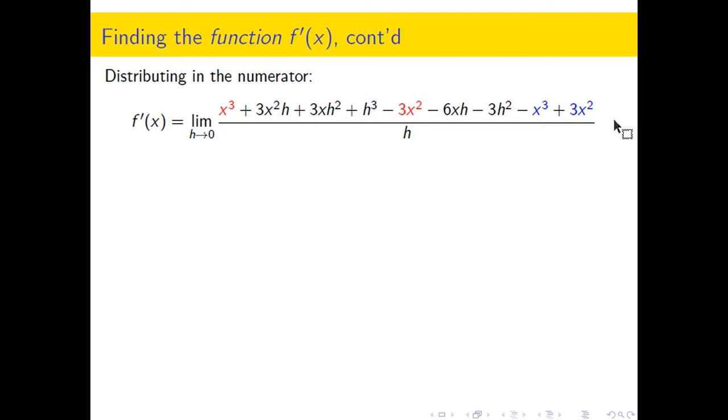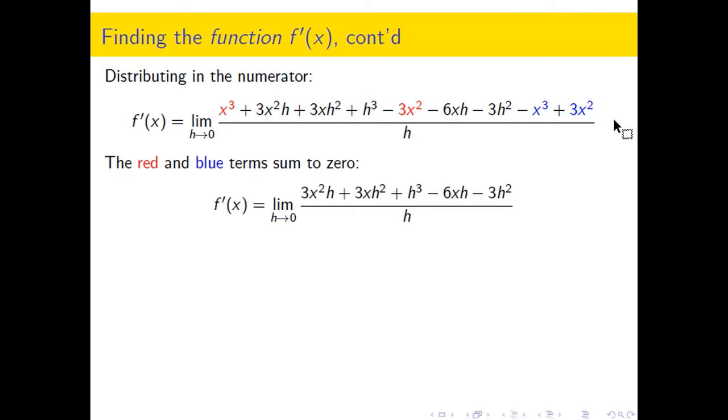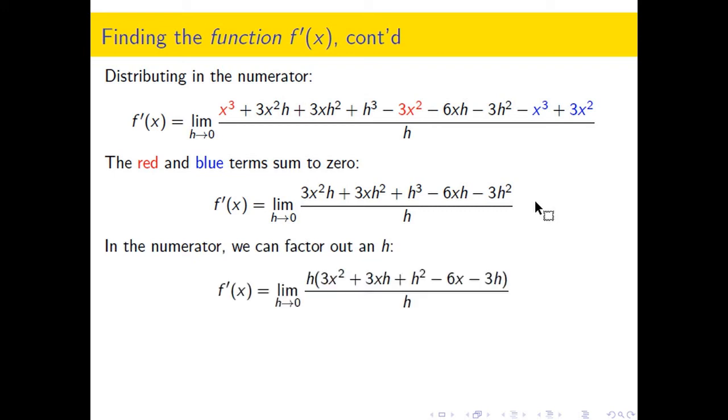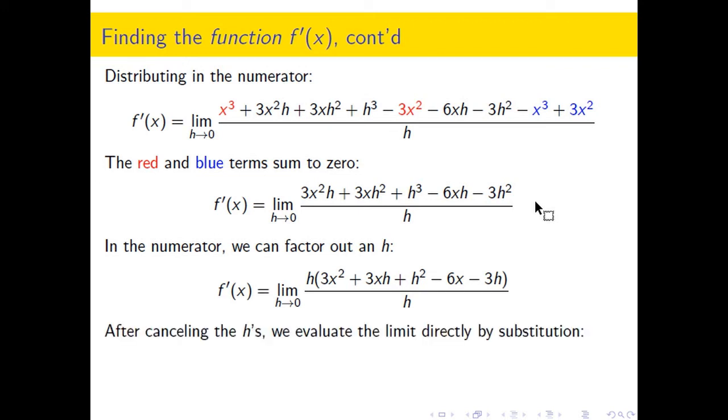So when we distribute everything in the numerator, we can get rid of the parentheses, and you'll see that for the red x cubed, I have a blue negative x cubed. For the negative 3x squared, I have a positive blue 3x squared. So those go to 0. The only things that are left are in black. And notice that every black term up here in the first equation has an h in it. All right, so that means that every single term in my numerator in the second equation here has an h in it, which can be factored out.